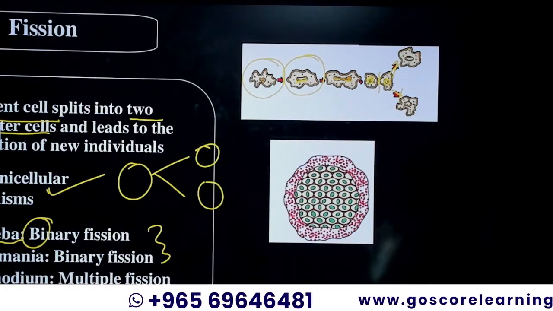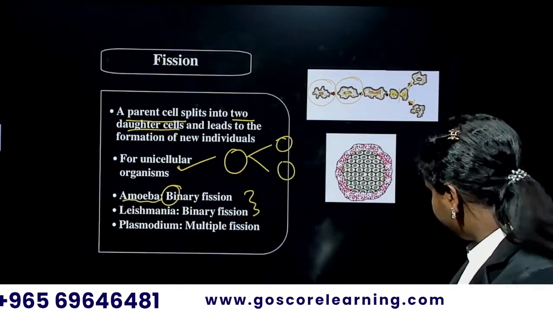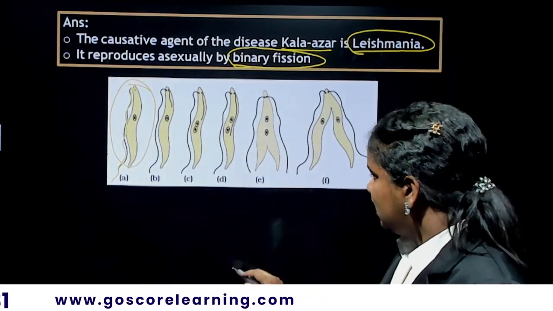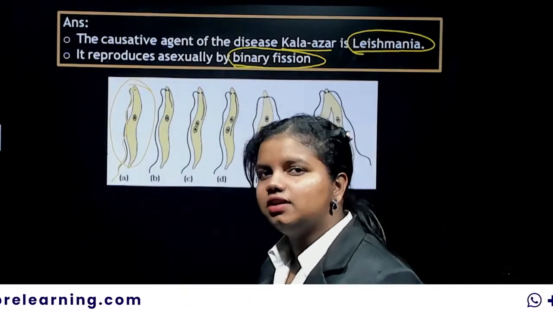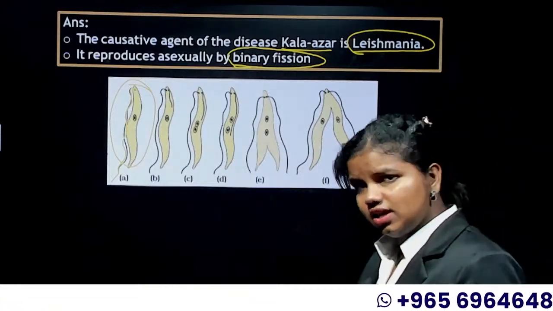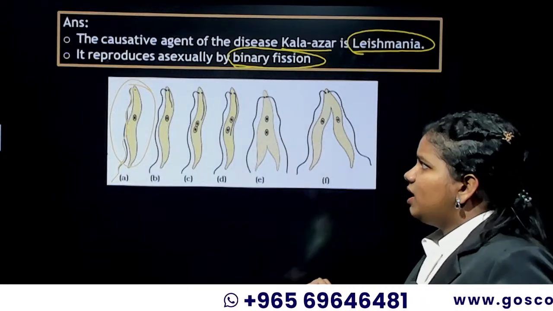So that's also a type of binary fission. And the one we have seen here in Leishmania, you should be very thorough with these figures. In this chapter the diagrams are really important. They can actually ask you to draw it. So make sure you know all these diagrams by heart.